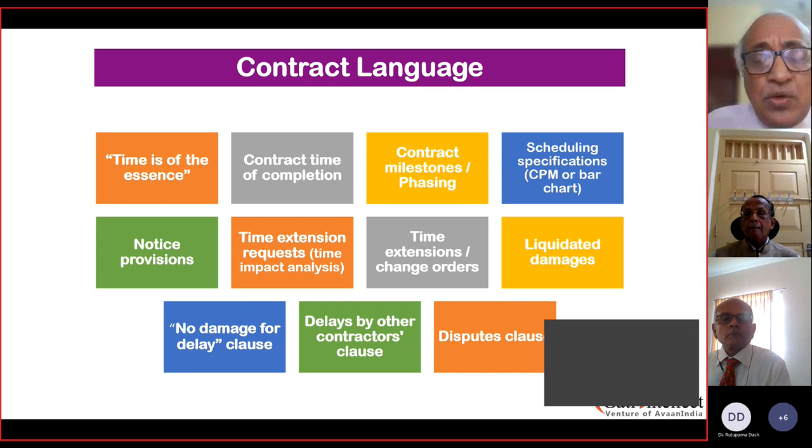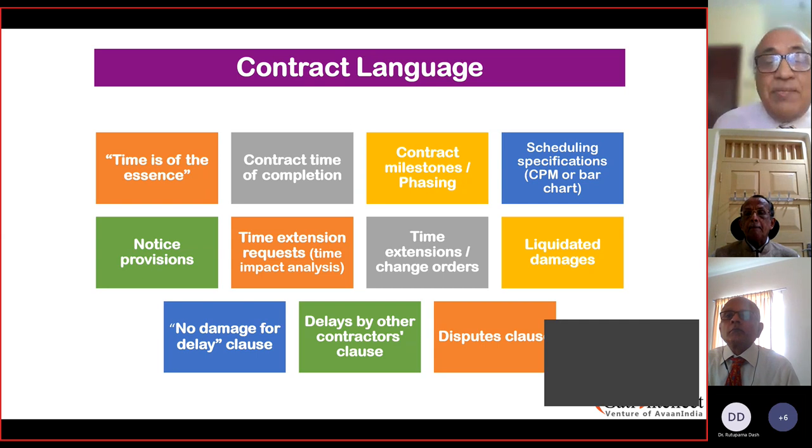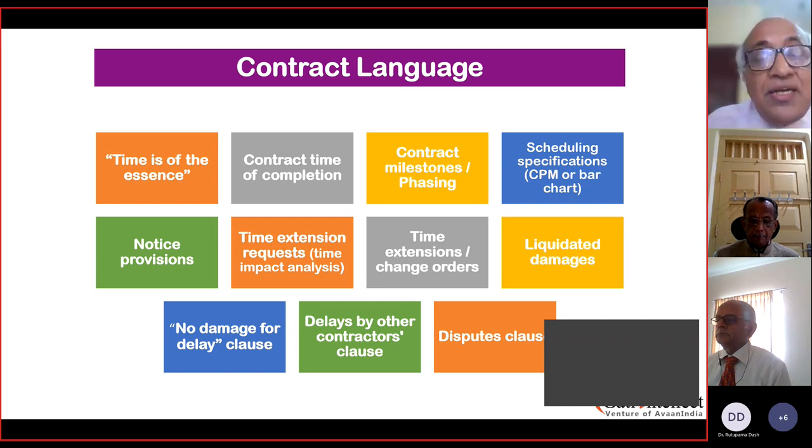There could be certain clauses, like a no damage clause, where delays could be extraneous and not under the control of the contractor. So these delays are classified. Some of these delays could be on the force majeure side also, where force majeure clauses apply when it is completely beyond the control of both the owner as well as the principal as well as the supplier. So for these delays, there would not be any damages.